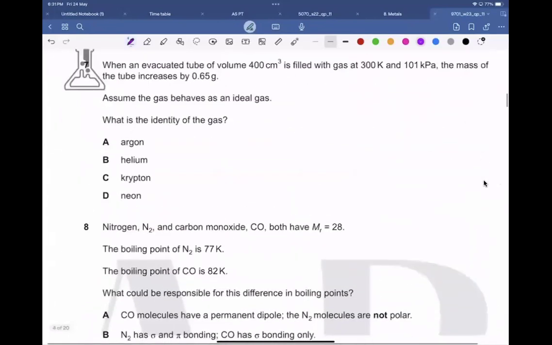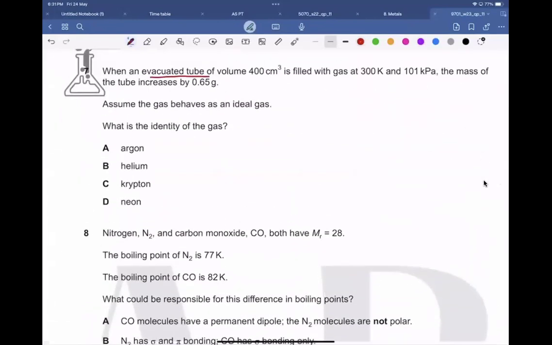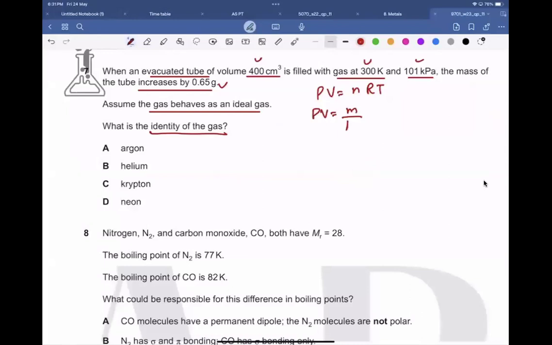Now question number 7. When an evacuated tube of volume 400 centimeter cube is filled with the gas at 300 Kelvin and 101 kilopascal, the mass of the tube increased by 0.65 gram. Assume that the gas behaves as an ideal gas. What is the identity of the gas? So we know the mass, the volume, the temperature, and the pressure. So we are going to use the expression PV equals nRT. Further, PV equals m upon Mr RT. And we are going to find the Mr to know the identity of the gas.